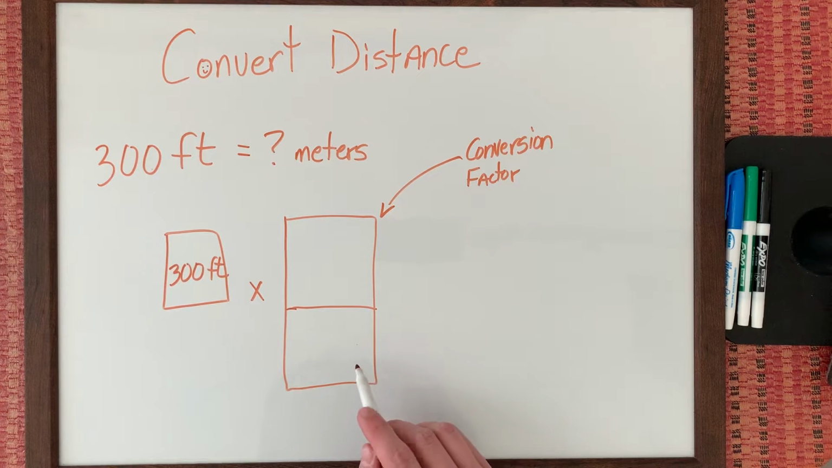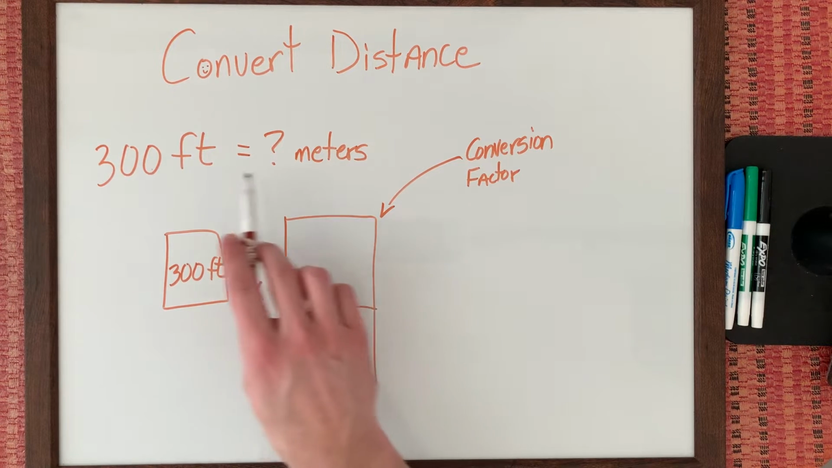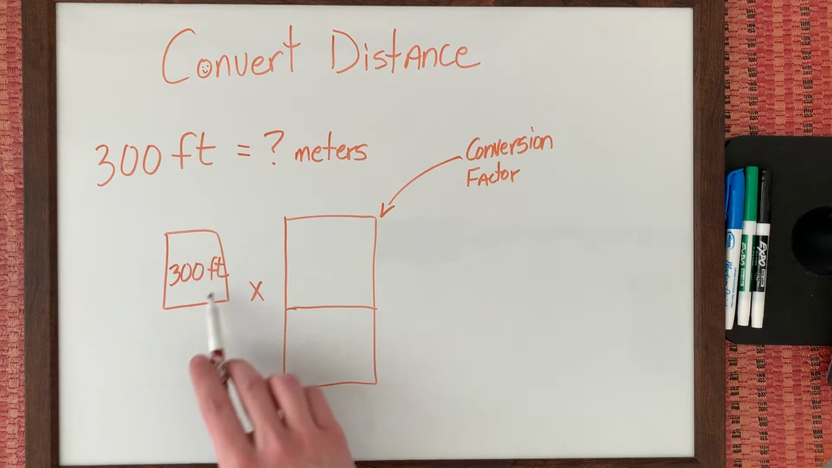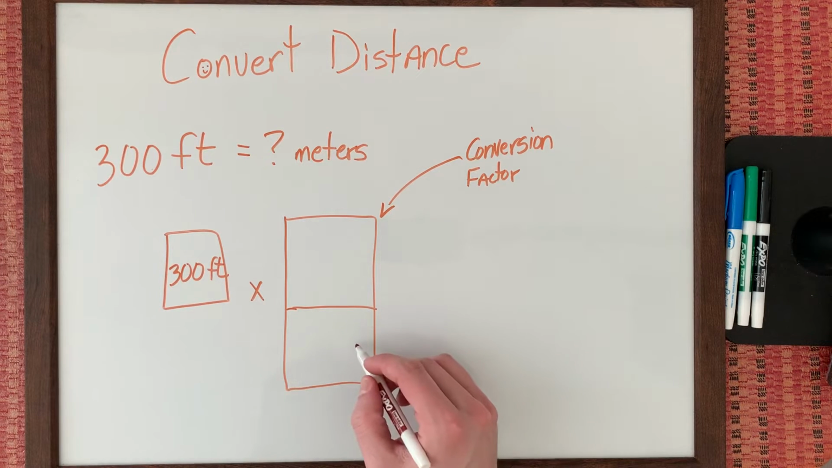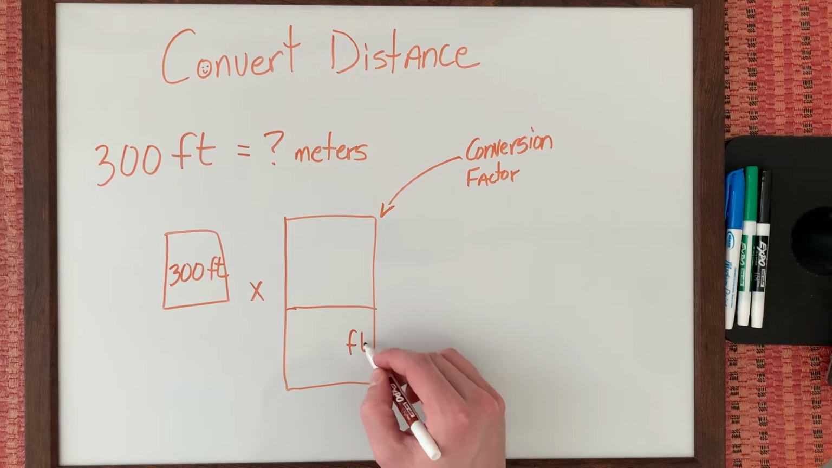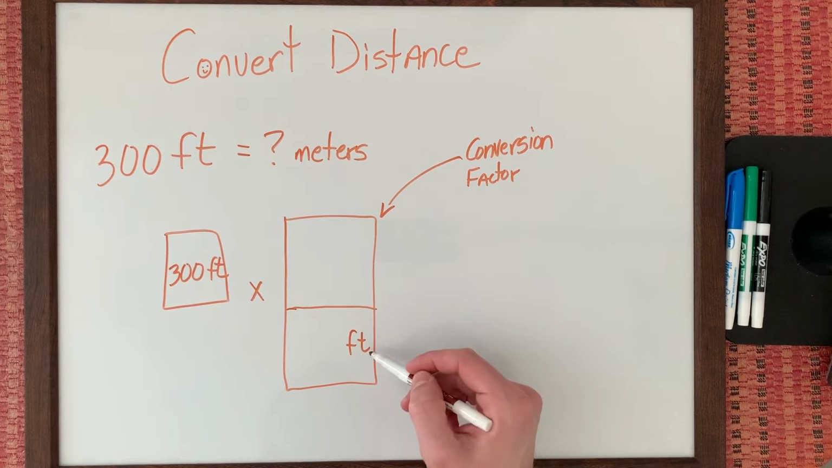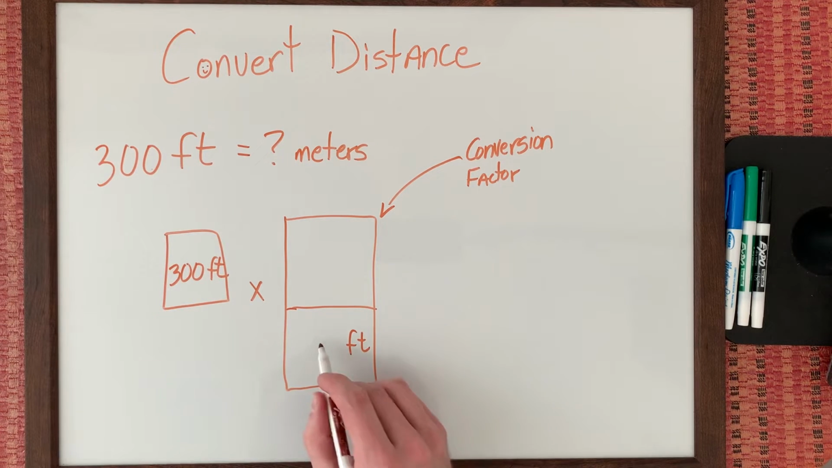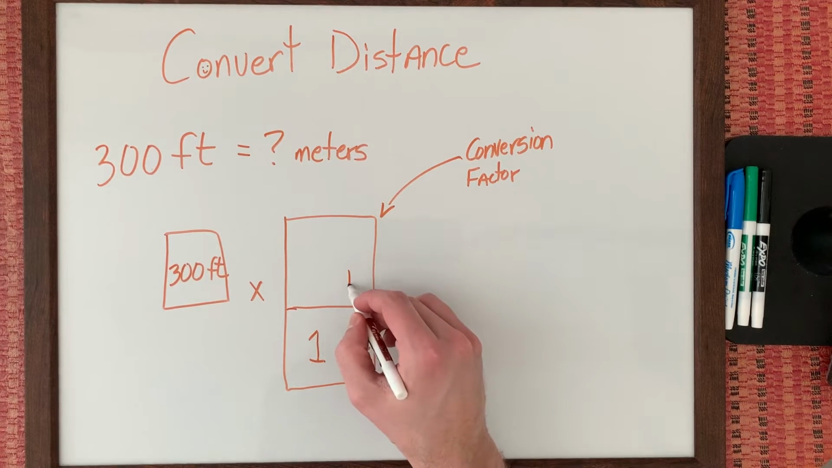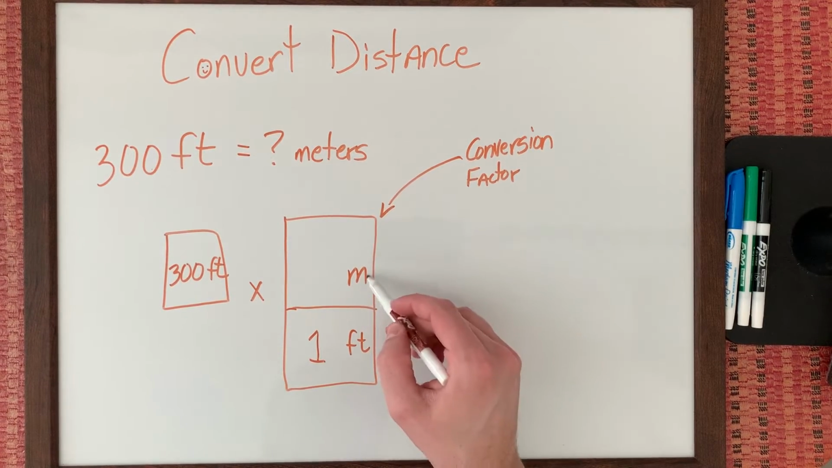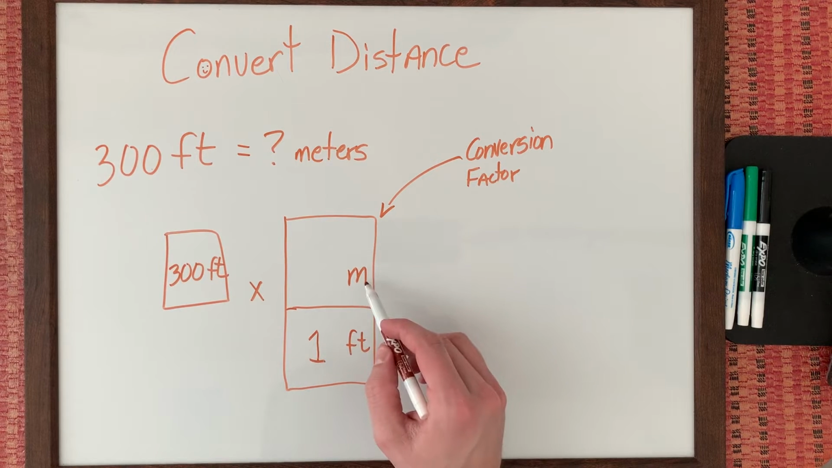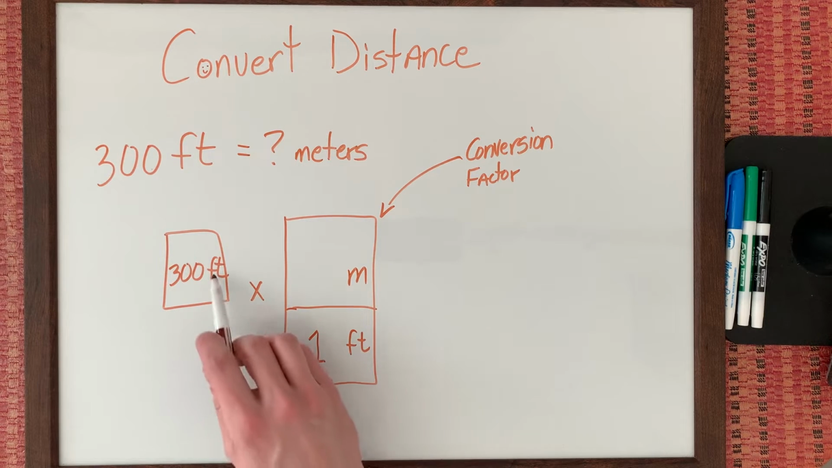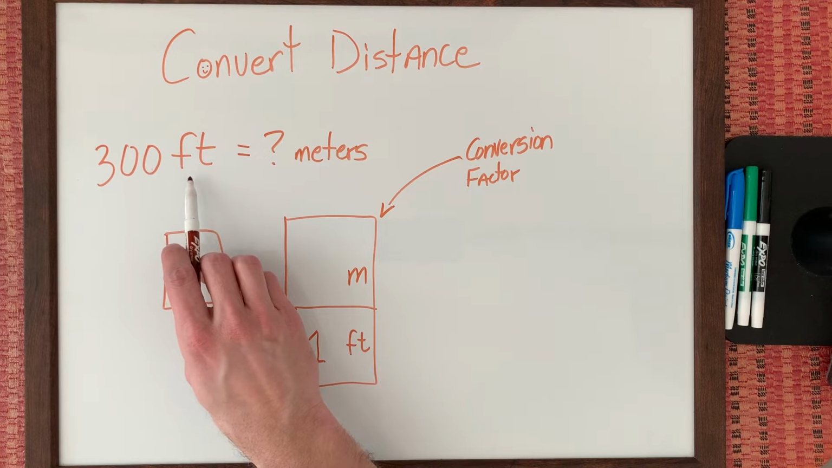And what we're going to do is remember that if we want to get to meters and we're starting with feet, then we put what we know in the first box, and then the same units are going to go down here. So in this conversion factor, whatever we started with, we're going to put the same units down in the bottom, and this is going to have a measurement of 1. And then up here are the units that we want. So I'm going to put M for meters. These are the units that I want, and these units here are what I started with.